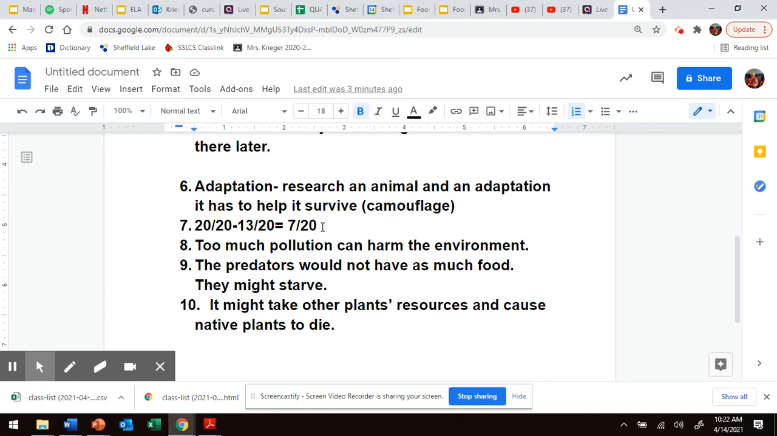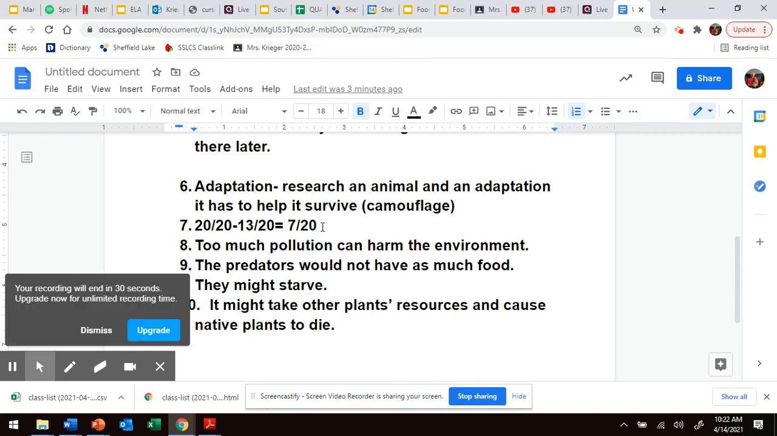And number eight on 159, how do humans impact our ecosystem? Explain why pollution must be regulated. Okay, it's because too much pollution is going to damage our poor environment. So when it says regulate, it means we don't want a whole lot of pollution. We know that, but why?